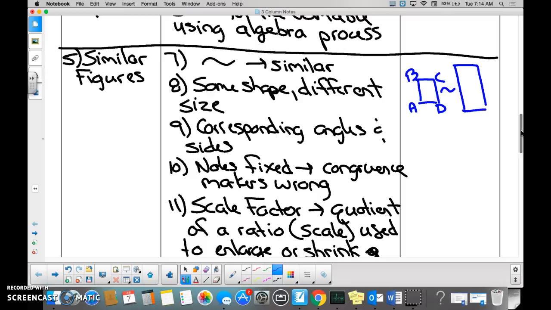You have A, B, C, and D, and then you have, again, just give me one second, sorry.